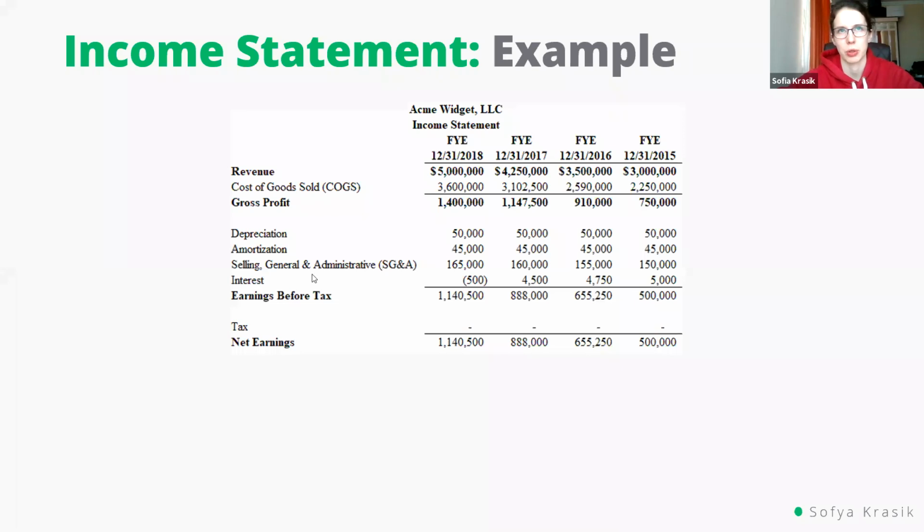Interest is, for example, usually a company has issued some debt or took a loan in the bank, and most companies have to pay interest payments regularly. So it also should be accounted for, of course, in the profit and loss statement. And the same for taxes. And after we subtracted everything, we got net earnings.